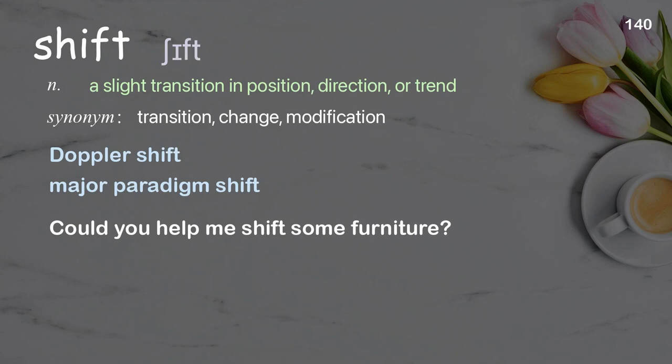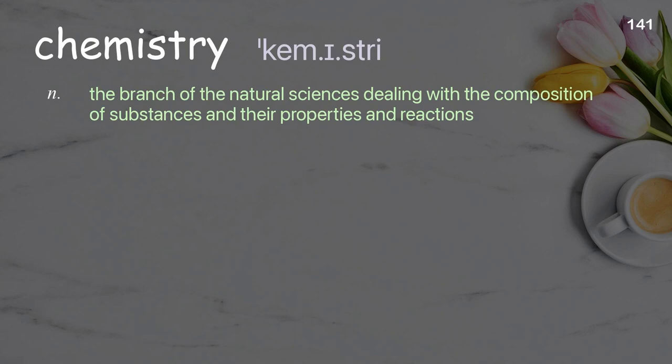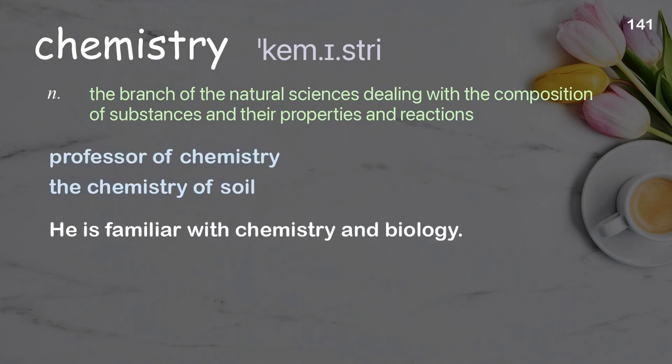Chemistry. The branch of the natural sciences dealing with the composition of substances and their properties and reactions. Examples: Professor of Chemistry, The Chemistry of Soil. He is familiar with chemistry and biology.